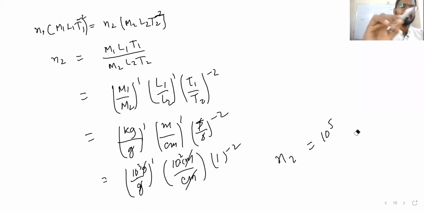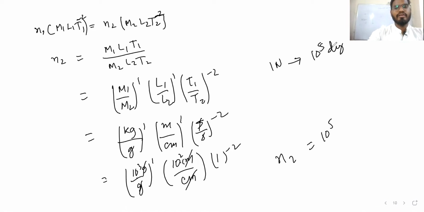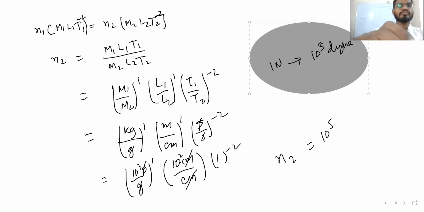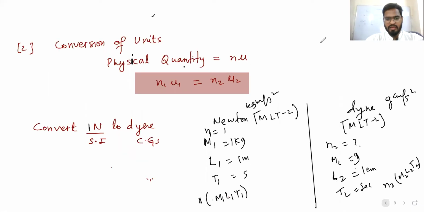Hope you got it. Now 1 Newton is equal to 10 to the power 5 dyne. Got it now? Easy, no? So we did this question.